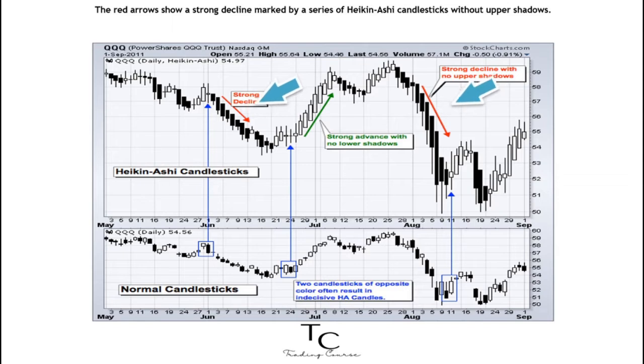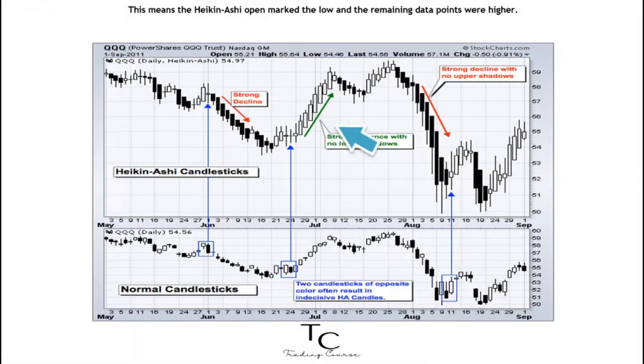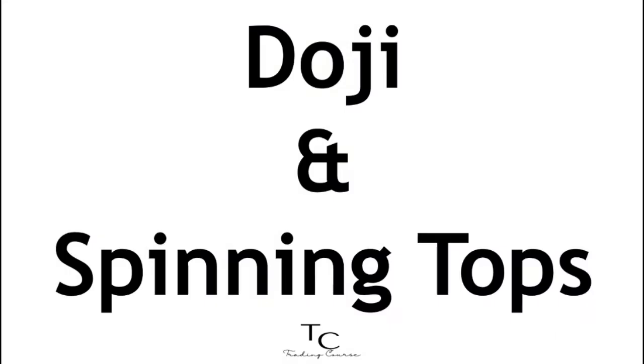The red arrows show a strong decline marked by a series of Heikin Ashi candlesticks without upper shadows. This means the Heikin Ashi open marked the high and the remaining data points were lower. The green arrow shows a strong advance marked by a series of Heikin Ashi candlesticks without lower shadows. This means the Heikin Ashi open marked the low and the remaining data points were higher.